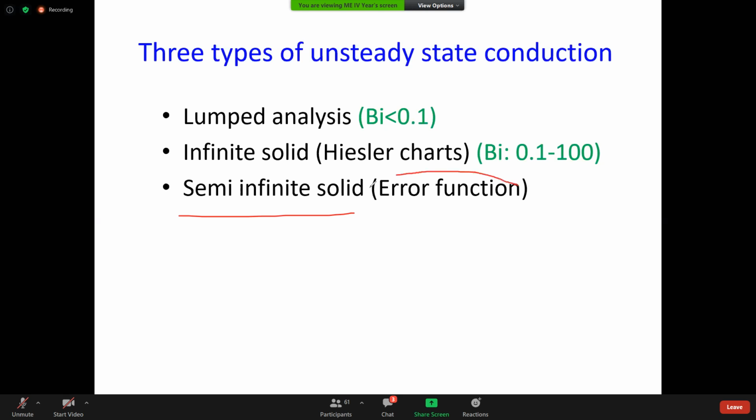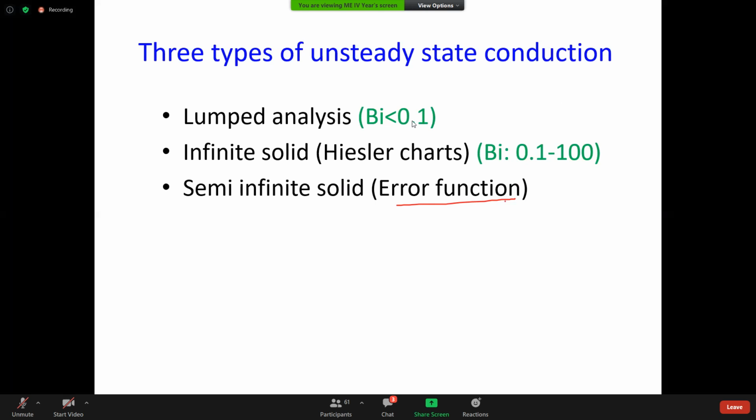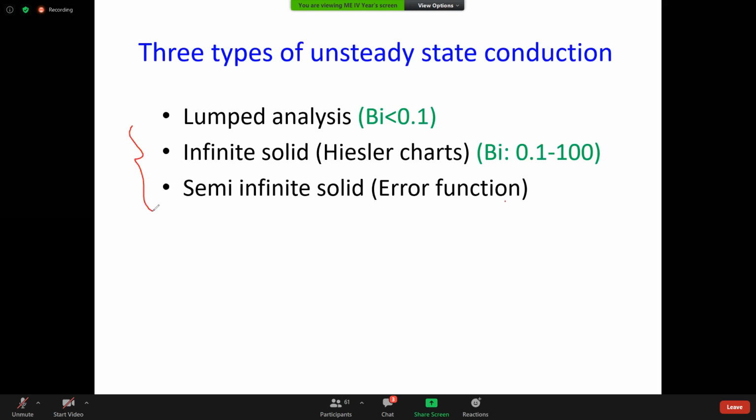For that, we have to use the error function. Semi-infinite solids mean where there is no possibility of calculating the Biot number. Then the problem is called a semi-infinite solid. Right? That will be calculated with the help of the error function. That means some z value is there, so we have to calculate the function of the z value. I will explain that problem also in the next session. So these are the 3 cases in unsteady state. The lumped analysis is based on the Biot number, and the infinite solid also uses the Biot number. When there is no possibility of calculating a Biot number, that is the error function.